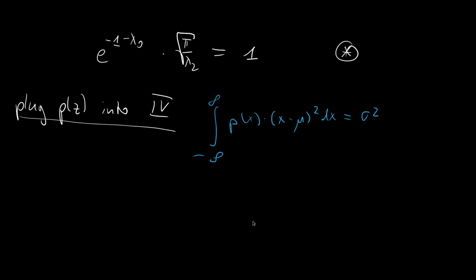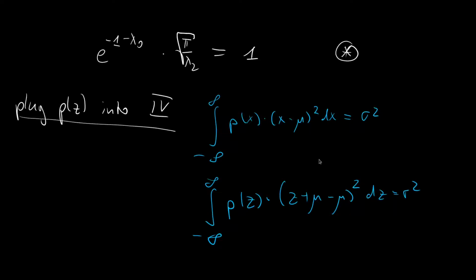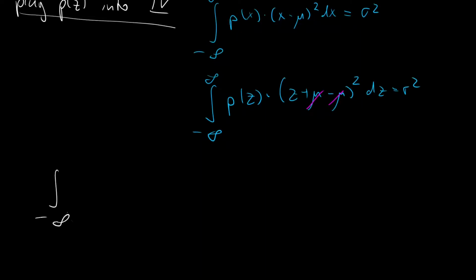So we can plug this in, and then we get the integration from minus infinity to plus infinity. Again, the limits of integration don't change since we just have a substitution that is a shift, and we have p of z times, and x was z plus mu, and then minus mu from what we had before, bracket squared dz has to be sigma squared. And then you see that the mu and the mu cancel. We are left with the integral from minus infinity to plus infinity over p of z times z squared dz is sigma squared.